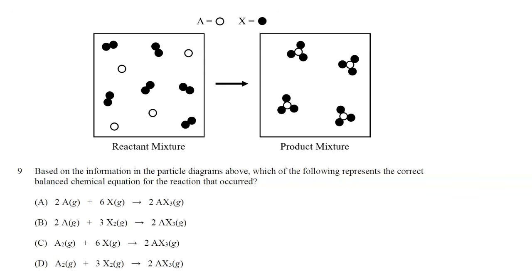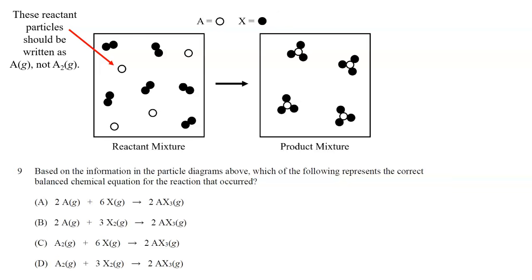Question 9 says, based on the information in the particle diagrams above, which of the following represents the correct balanced chemical equation for the reaction that occurred? Let's focus our attention on the reactant mixture. So in the reactant mixture, we see substance A represented by white circles. And those are individual circles of A. They're not 2 atoms touching each other to make a molecule. They're individual white circles by themselves. So these reactant particles of A should be written as single A and not A with a subscript 2.